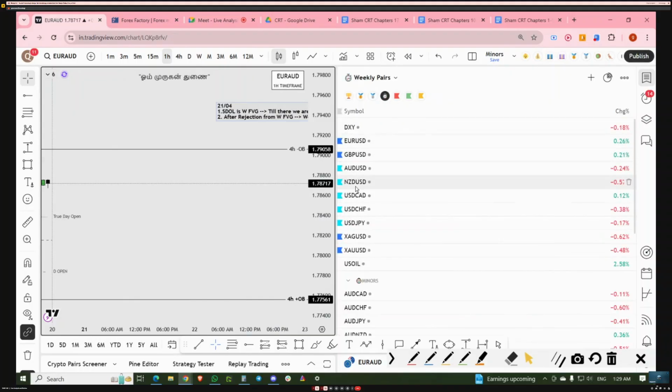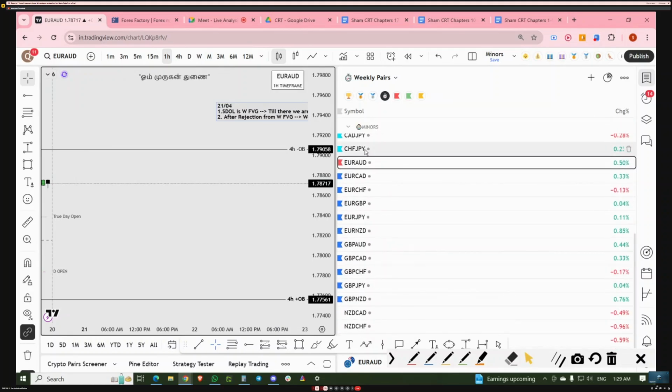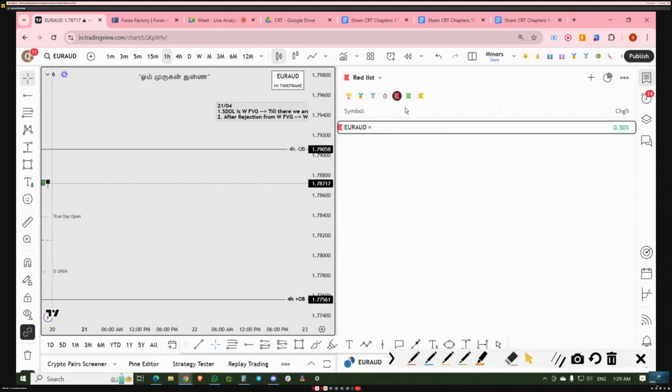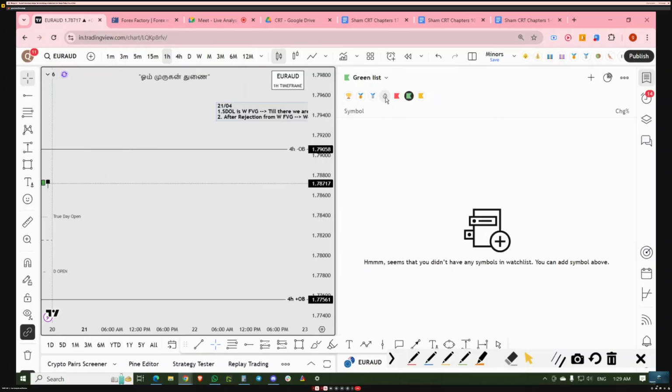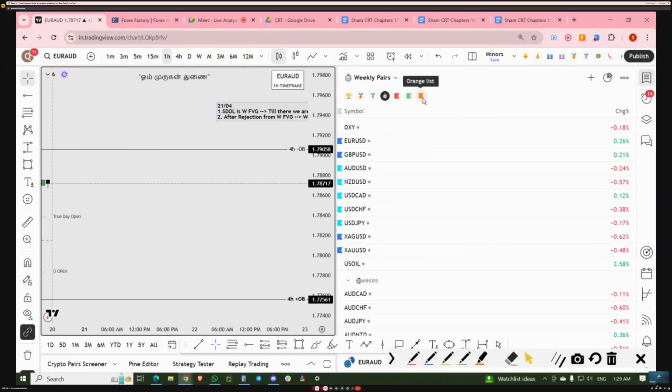So once I did the analysis, there should be no blue color here. It should be either red, green, or orange. The red is for the shorting list, so I need to look for short entries here. The green is for long entries. And the orange is for the wait list.